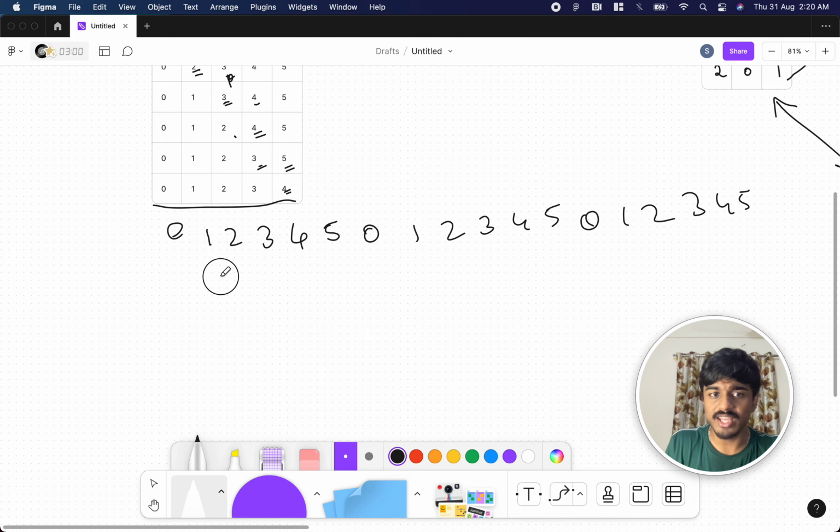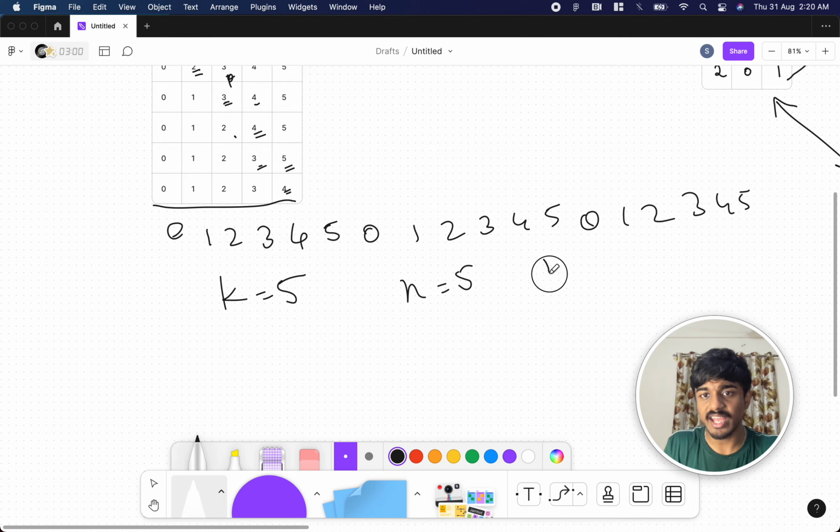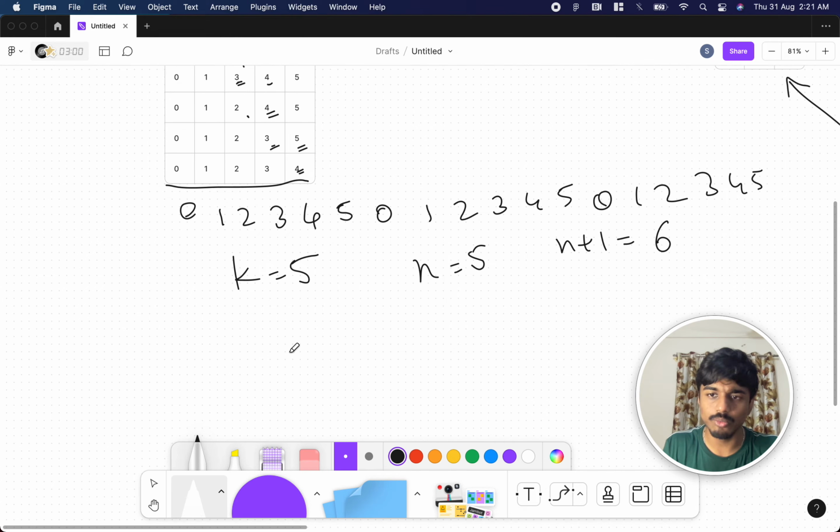What did we do? We have a k value of 5 that is given in the question. So how many numbers are there? The N value is 5. N plus 1 means, since 0 is included, there are 6 numbers. Now I say that k mod 6 is the value where I should start from, from the last.